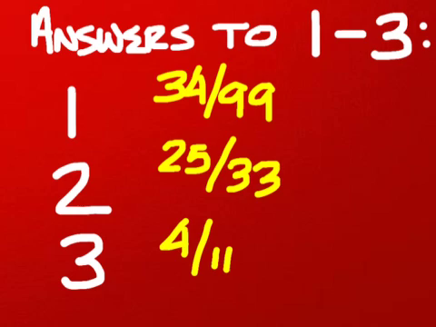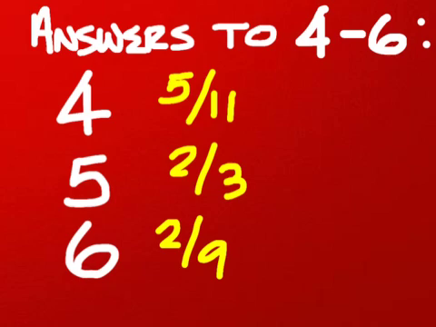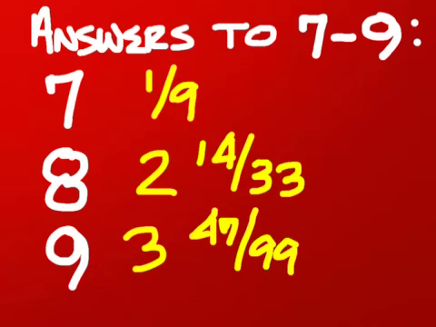Answers are 34 over 99, 25 over 33, and 4 over 11. Bring up 4 through 6. 5 over 11, 2 over 3, and 2 over 9. Bring up 7 through 9. 1 over 9, 2 and 14 over 33, and 3 and 47 over 99.